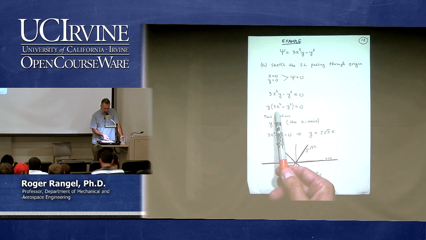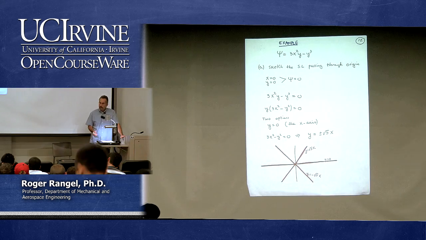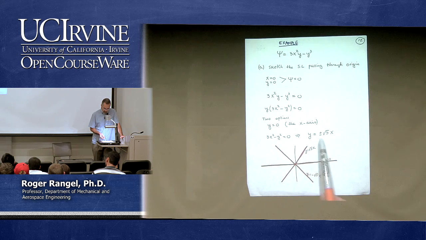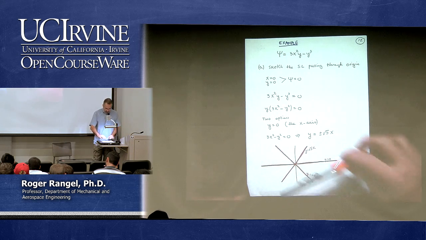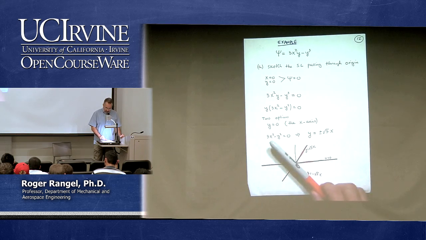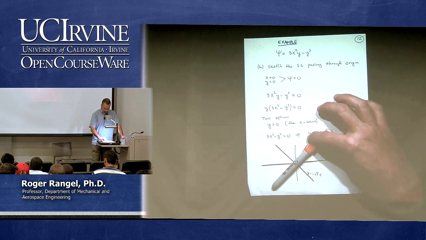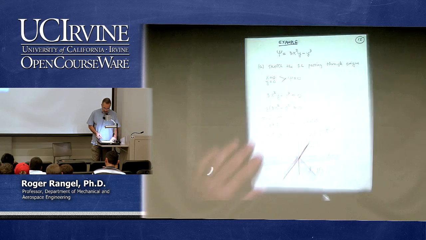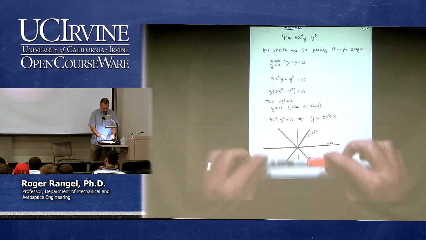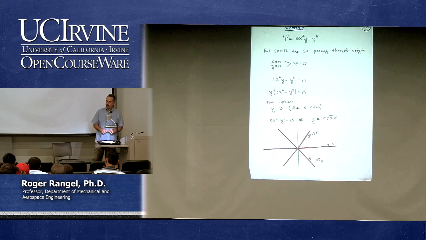But then the other option is to set the quantity in parentheses to 0. And that gives us a pair of straight lines, the lines defined by the equation y equals plus or minus square root of 3 x. And those are these two, this one and this one. One has a positive slope of square root of 3, which is this one. And the other one has a negative slope of minus square root of 3, and that's that one. So you might say that these are three streamlines that go through the origin.